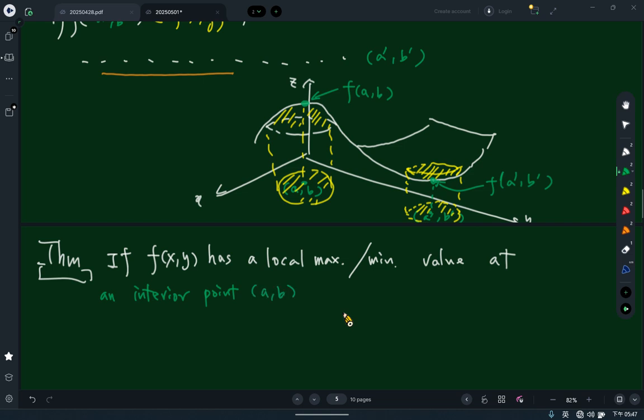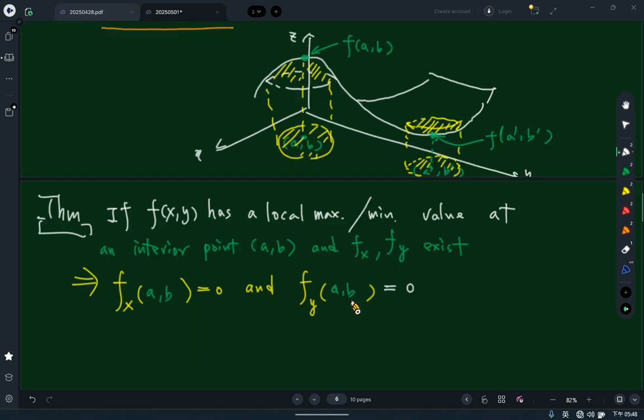(a, b), and partial f partial x and partial f partial y exist, then we must have f partial x at (a, b) equal to 0, and at the same time f partial y at (a, b) is also 0.